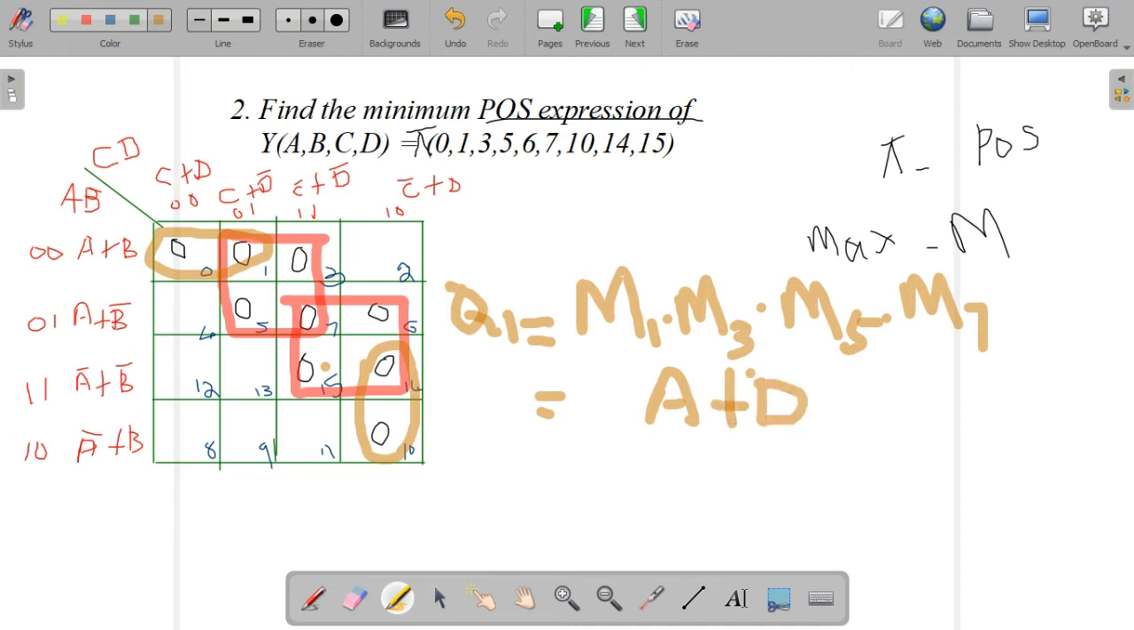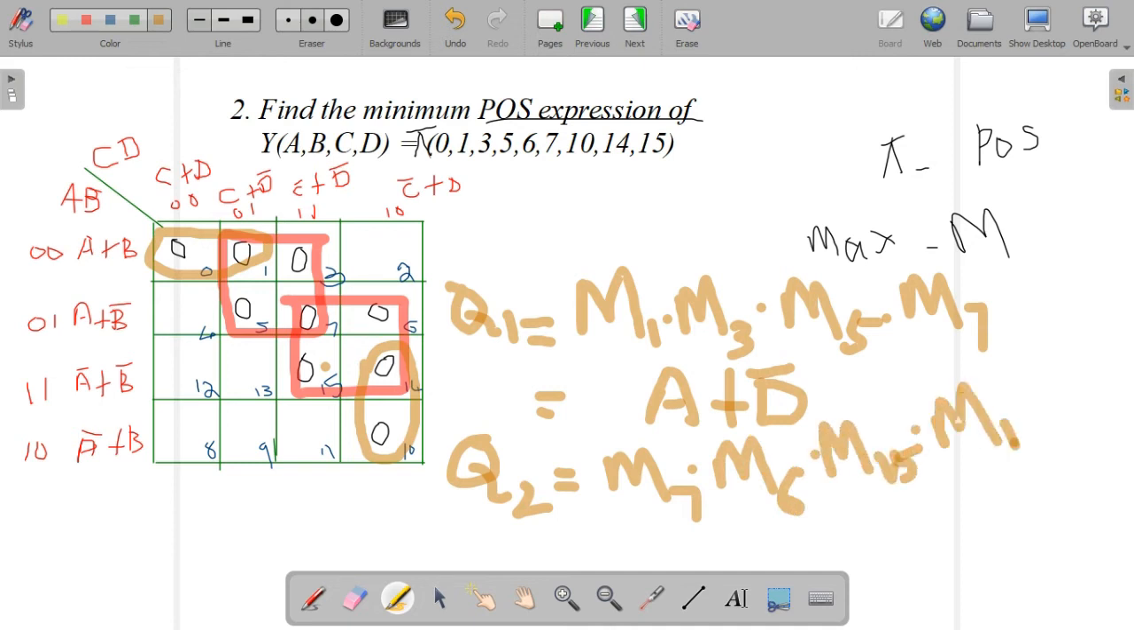Then quad 2. Quad 2 equal to M7 dot M6 dot M15 dot M14. So here we are writing this quad. Then we can reduce the value. How? Which one is not changing? B dash is not changing. So B dash plus, column wise, C dash is not changing. So B dash plus C dash. This is the quad 2.